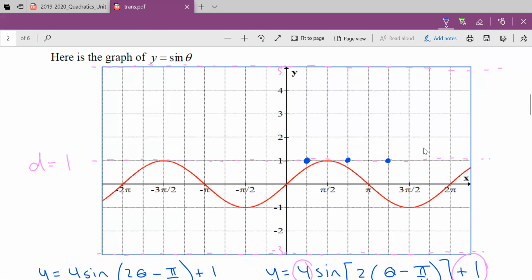Halfway between my first two midline intercepts on a sine graph is our maximum. So I'm going to come up here, and there it is. I'm going to have a max at pi half, comma 5. Halfway between the next two midline intercepts will be my min. Just like that. And I can already see the basics of a graph showing up here. Look at that.